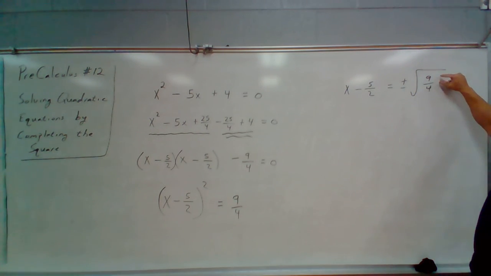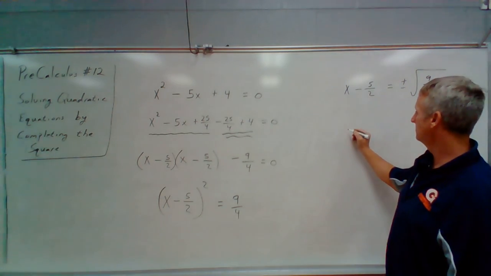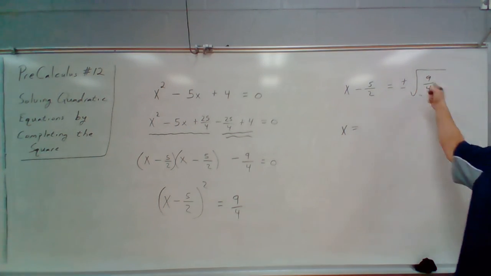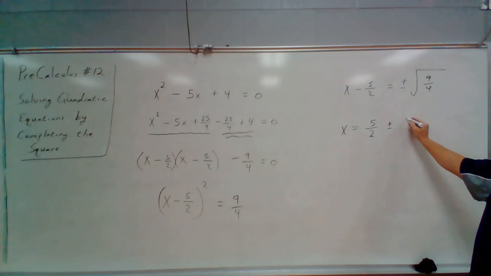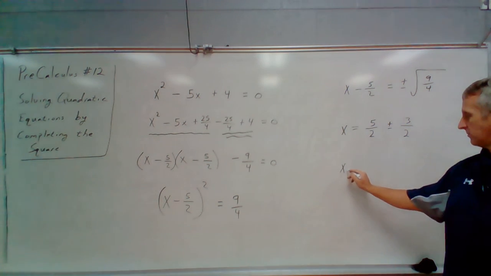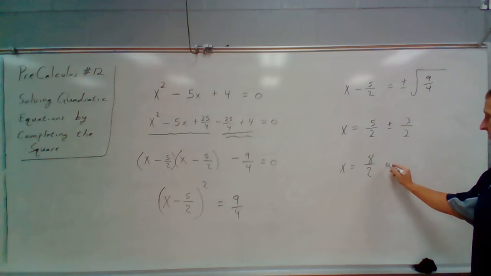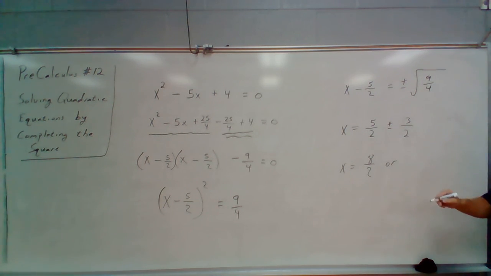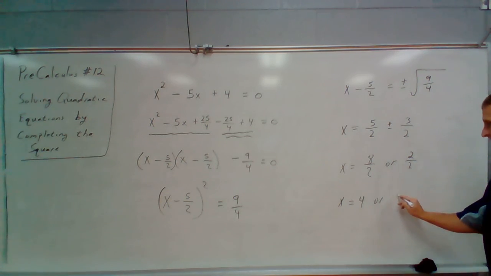Now, the square root of a fraction, I can do the square root of the top over the square root of the bottom. Square root of the top is 3. Square root of the bottom is 2. So that'll be 3 over 2. And I can add 5 over 2 to both sides. So 5 over 2 plus or minus 3 over 2. 5 plus 3 is 8. So I have 8 over 2. Or 5 minus 3 is 2 over 2. So x equals 4 or 1.